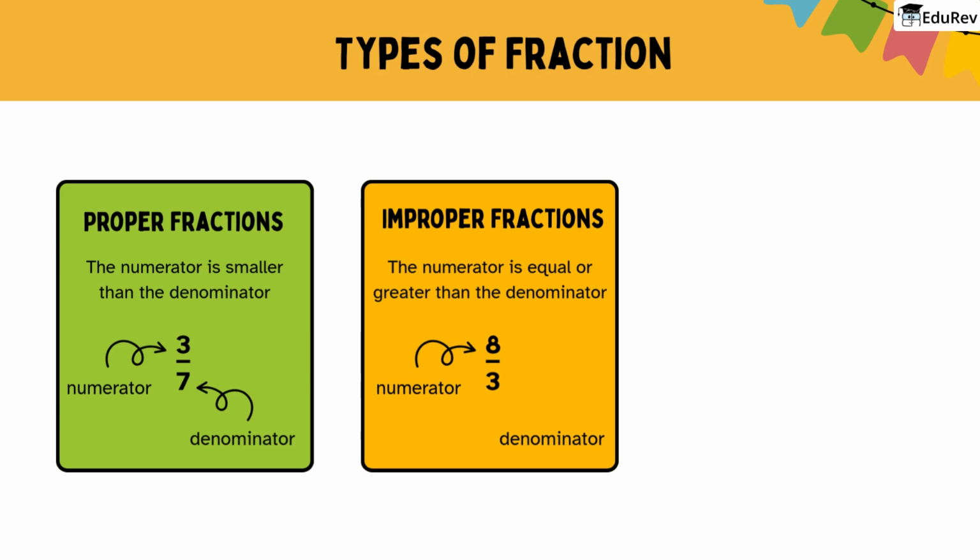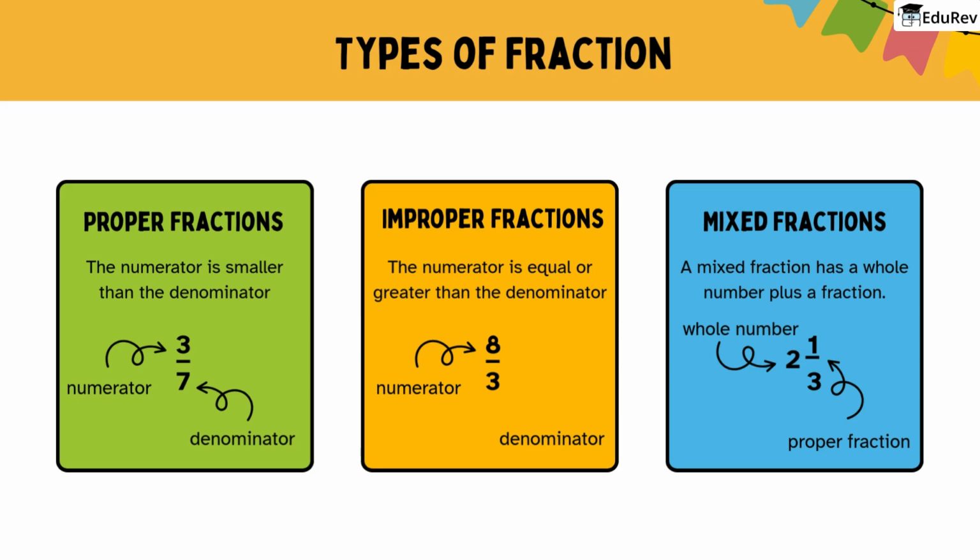But what if the numerator is equal to or bigger than the denominator? Then we get a new type. When the numerator is greater than or equal to the denominator, it's an improper fraction. Example, 8/3. These are equal to or greater than 1.